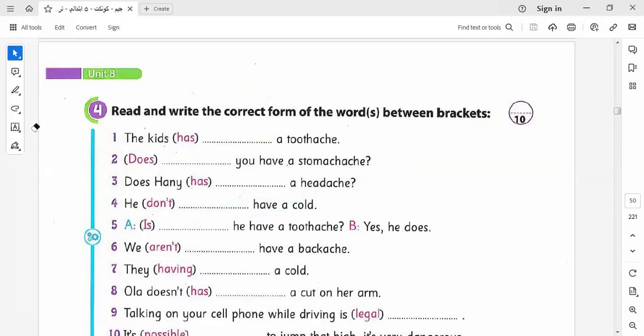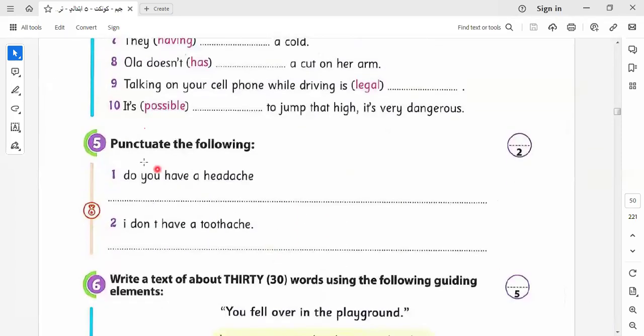Let's continue the rest of this exercise. So here we have the punctuation. What can I do? I answer one and I will leave the other one to do by yourself. Okay. Here we have do. Can I write do like this? No, because when we start the sentence, I start it with a capital letter. And here also something is wrong: we need a question mark. Do you have a headache? And I put a question mark at the end of the sentence.